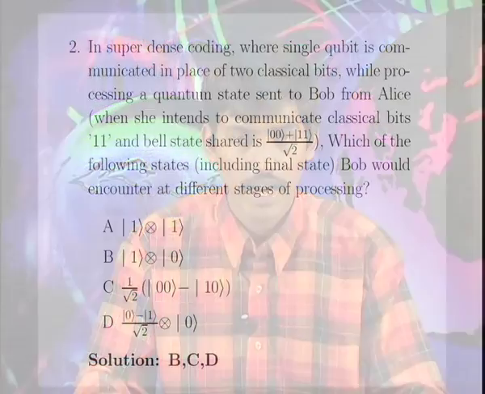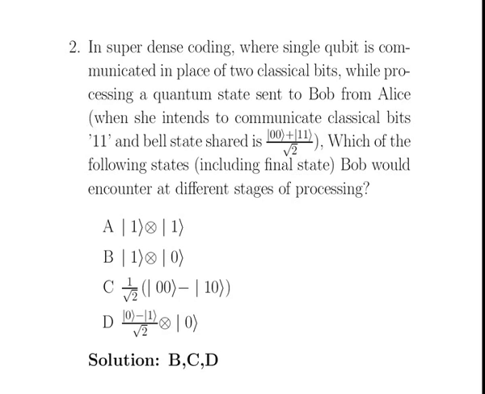Question 2 is about superdense coding, where a single qubit is communicated in place of two classical bits. Here is the question: while processing a quantum state sent to Bob from Alice, Alice intends to communicate classical bits 1 and 1, and they share a Bell state (|00> + |11>) by root 2. Which of the following states would Bob encounter at different stages of processing?